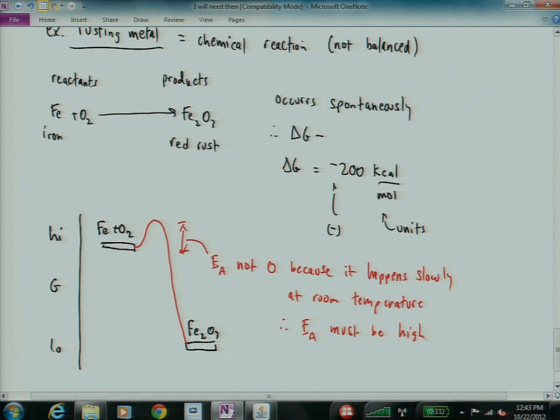If you heat it, like if you look at your muffler, which runs a lot hotter than the rest of your car, it rusts much faster because more molecules have enough energy to react. Okay? So that's a translation of a real-world thing into a diagram like that. Questions about that diagram before we go even a step further?